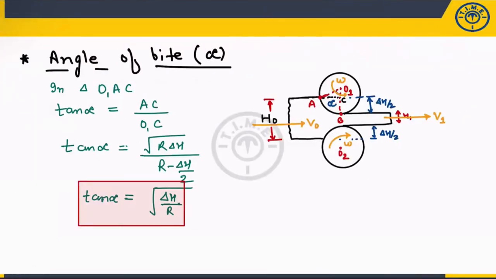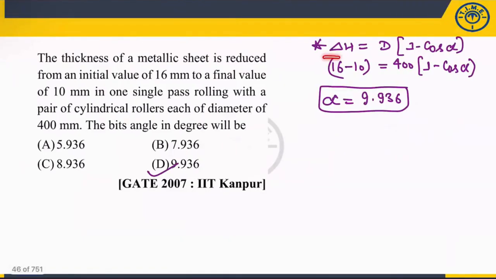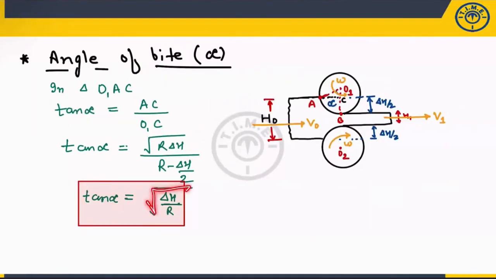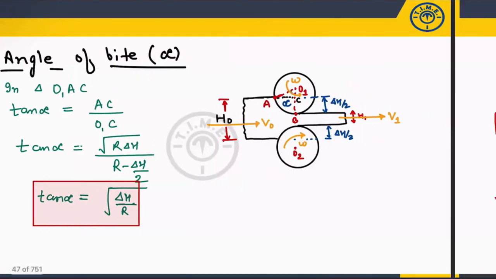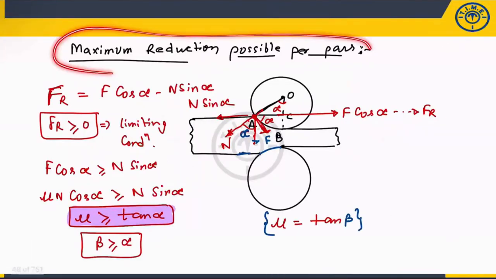Now, there will be a maximum reduction you can do. That means in a single pass, how much maximum reduction can be possible? As I have told you, the angle of bite you can calculate by using this relation, and you can also use this one. You will get the same answer, which is nothing but delta H by R. So how much maximum reduction can be possible per pass?